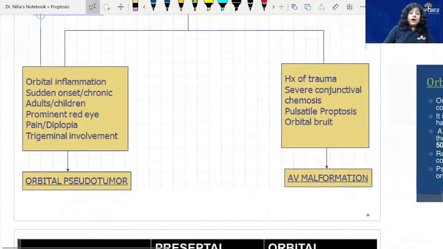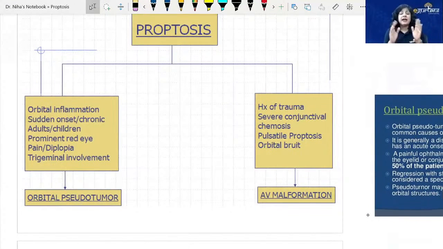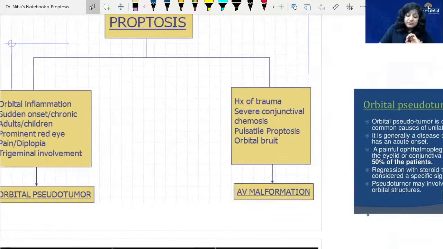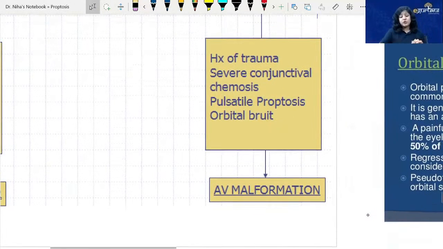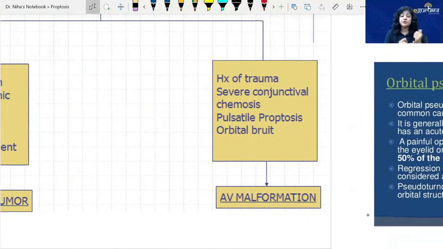All right. So I think the confusion about thyroid eye disease, cavernous sinus thrombosis, carotico-cavernous fistula, and orbital cellulitis is very, very clear. Now I am going to present you another clinical scenario where we are getting a history of trauma. We have severe conjunctival chemosis, pulsatile proptosis, and an orbital bruit. So this you can easily answer now. This is having the typical history of trauma and we have got the bruit. So what is the answer? This is your carotico-cavernous fistula.